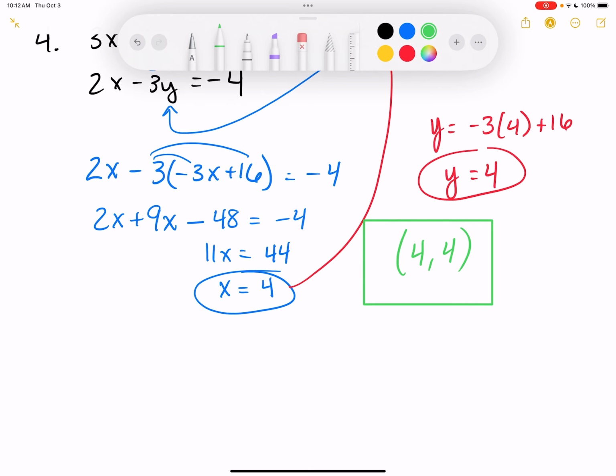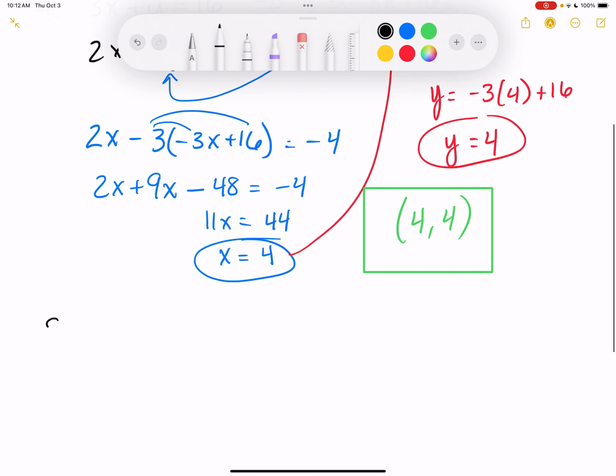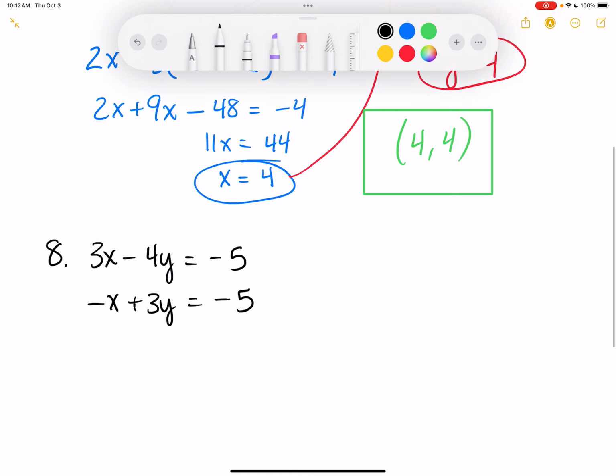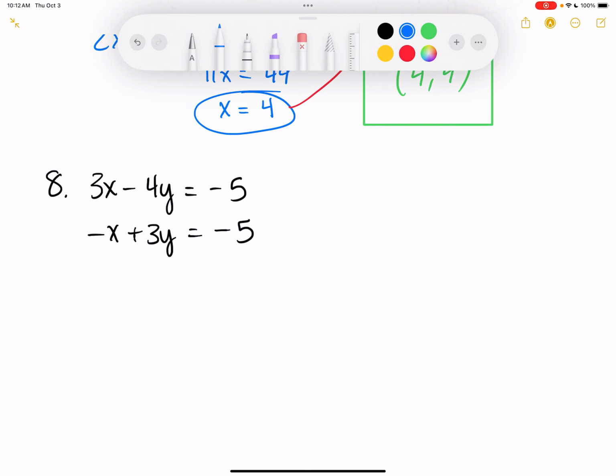Number 8, still substitution. 3x minus 4y equals negative 5, and negative x plus 3y equals negative 5. We're going to do the bottom one because it only has a negative in front of it. So what I would suggest is to solve the bottom one for x. That would give me negative x equals negative 3y minus 5, and then x equals 3y plus 5.